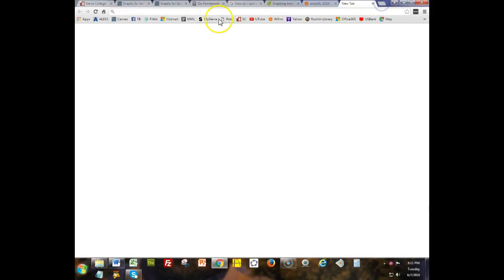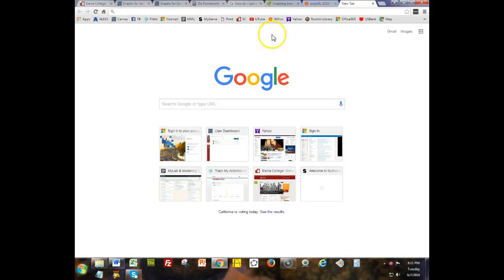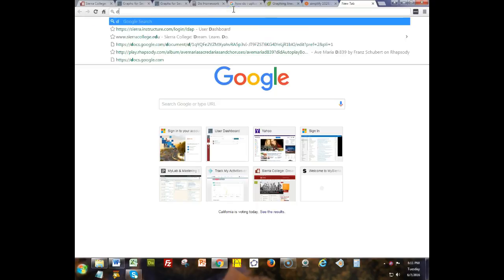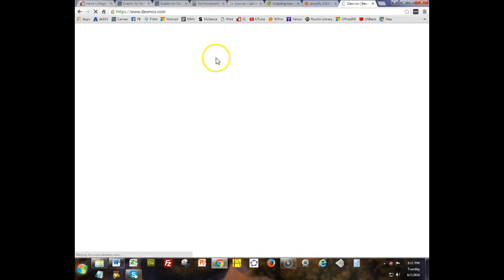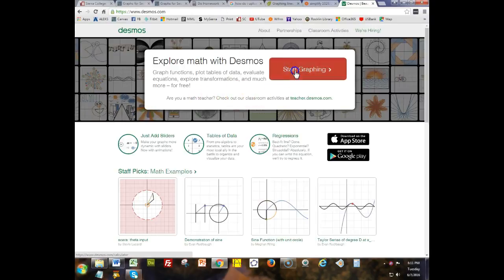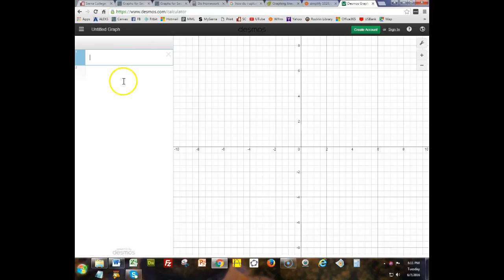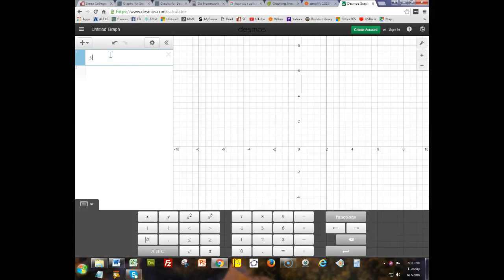And then the other handy site I want to show you is desmos.com. This is an online graphing calculator that's free. So start graphing, and you can graph y equals 3x minus 4, and it will show you the graph. So you can also get an app on your phone. It's free, and it's Desmos, D-E-S-M-O-S.